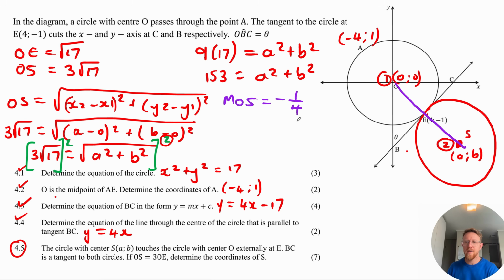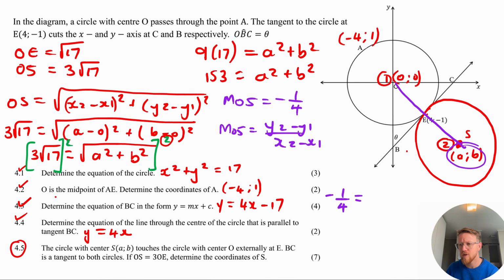Now we can just go make a formula using the gradient formula. So we know that the gradient of OS can be done with the gradient formula. And so we could say negative a quarter equals, now I'm just going to use the y value of point number 2 again, which is b, take away the y value of point 1, which is 0, and then the x value of point number 2, which is a, and then 0.